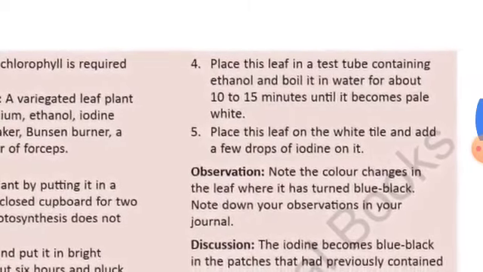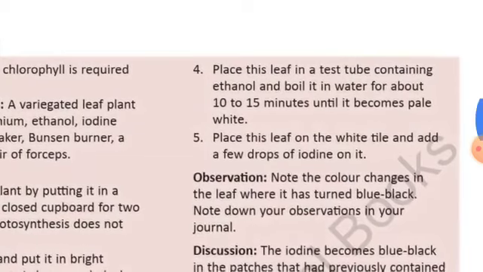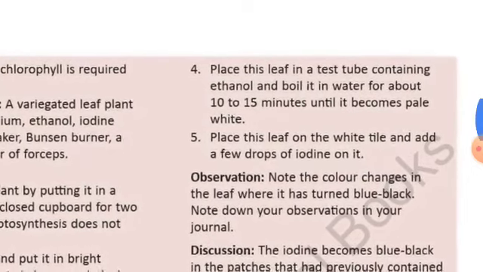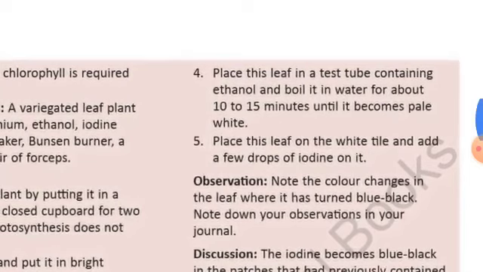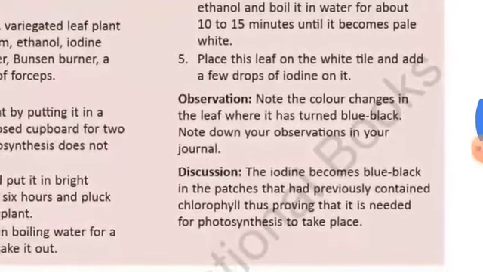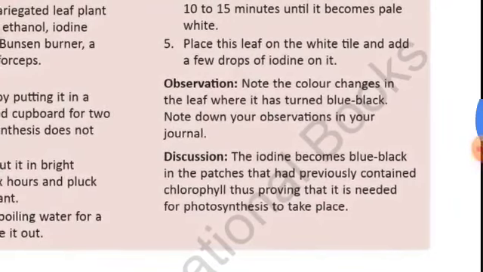That means if chlorophyll is there, the color of the leaves will remain green. So ethanol is used to remove the color of the leaves, and the chlorophyll will get removed and the leaf will become pale white. Take this leaf on a white tile and add a few drops of iodine, and when we put a few drops of iodine, there will be a color change in the leaves. That means where the starch has been prepared, the color will change into blue black.